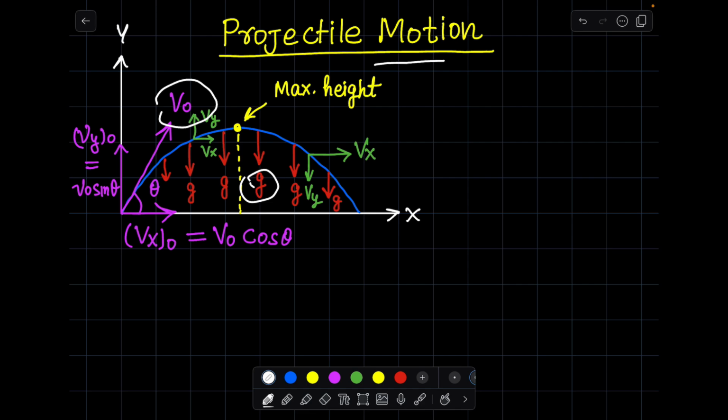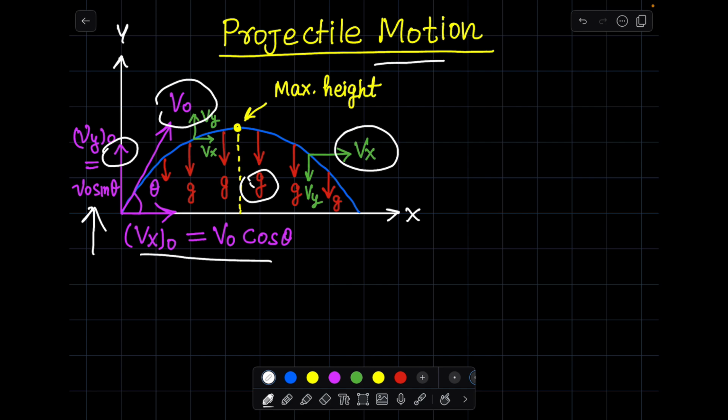To break it down, let's talk about the key components of projectile motion. There are two primary factors we need to consider. The first one is horizontal motion, and the second is vertical motion. Here you can see I wrote the formula for the horizontal motion and for the vertical components.